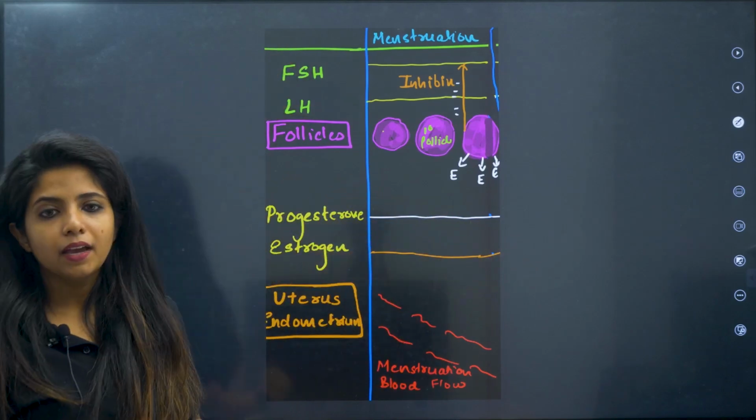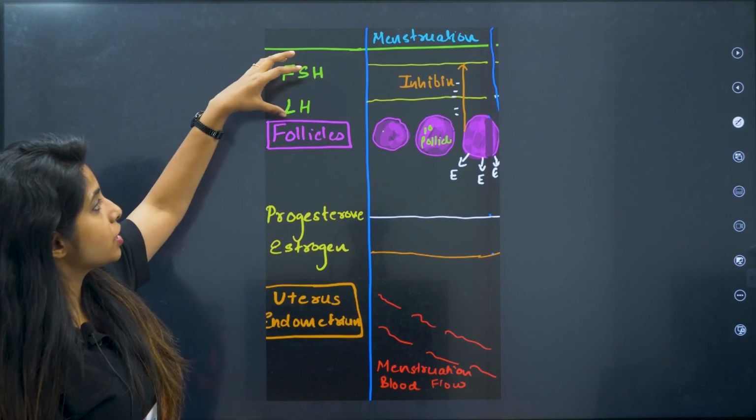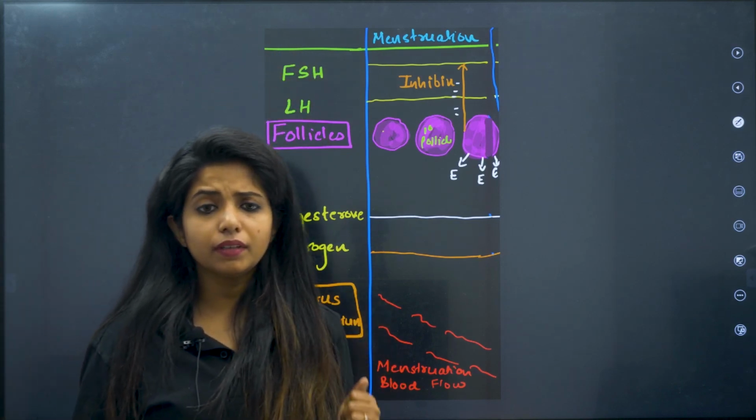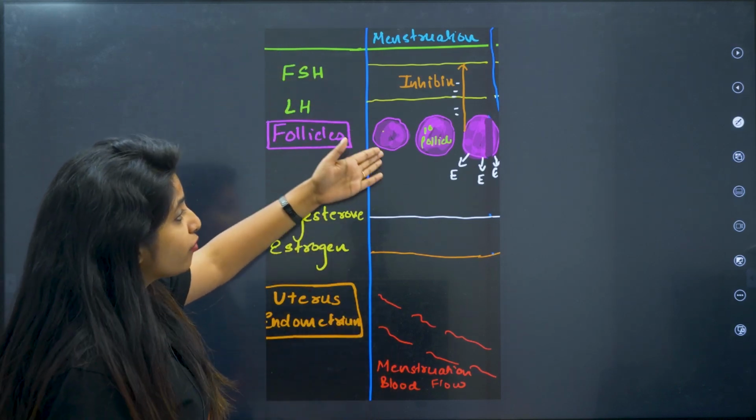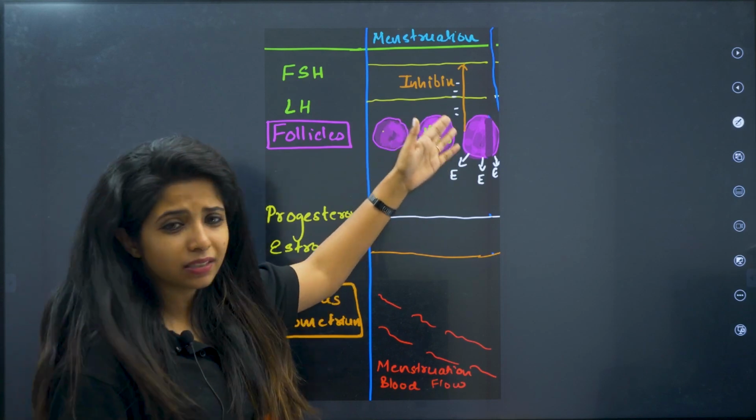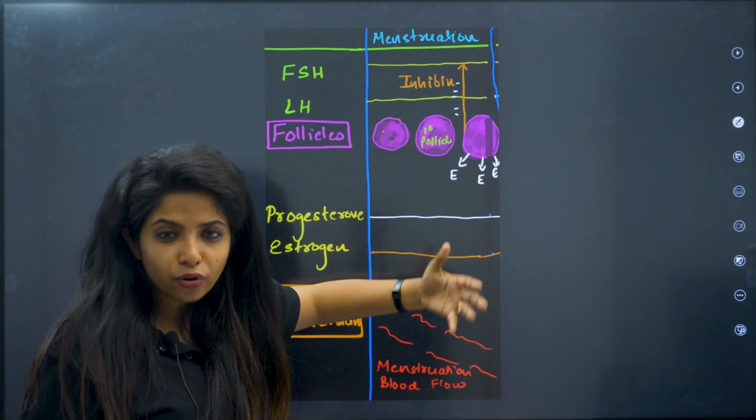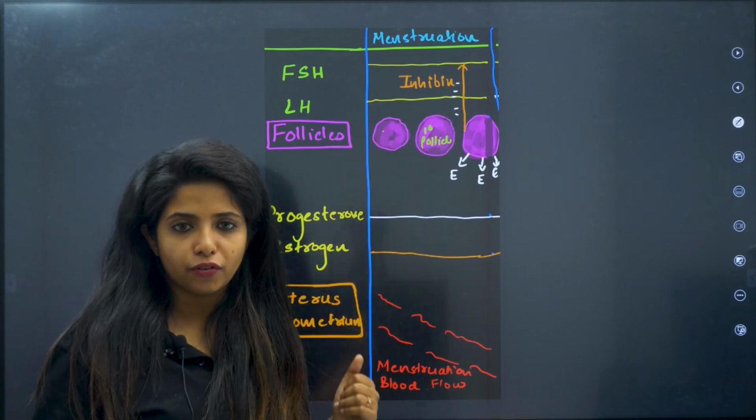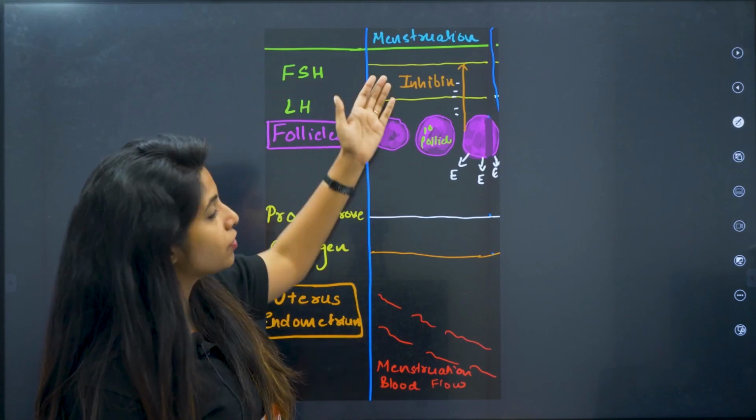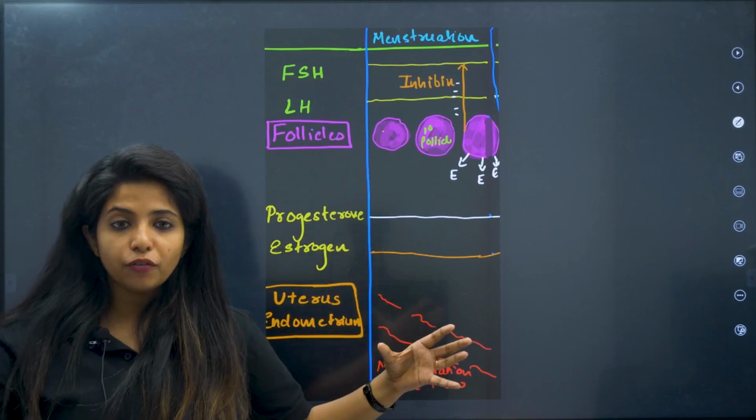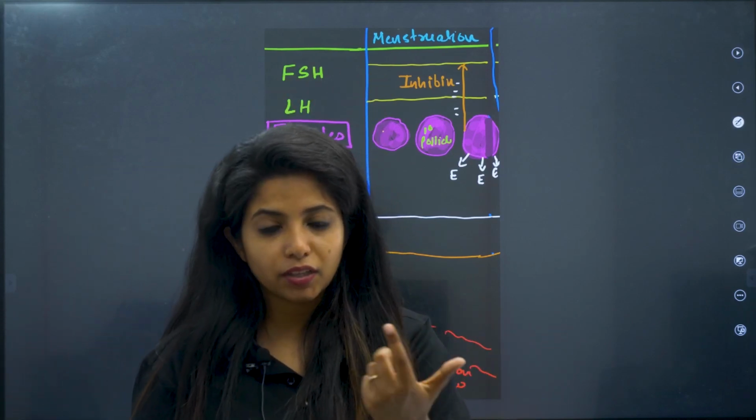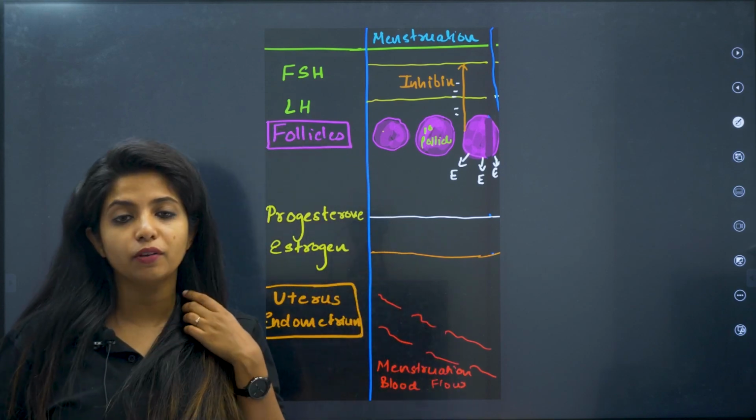Come to this. When this happens, simultaneously FSH and LH become active, and what do they say? They say, hey follicle, the primary follicle, please go mature, grow into secondary and tertiary follicles. Now what happens when the FSH comes and acts on it? There will be so many follicles around. It's not like one follicle is there. There are so many, 60 to 80,000 primary follicles.